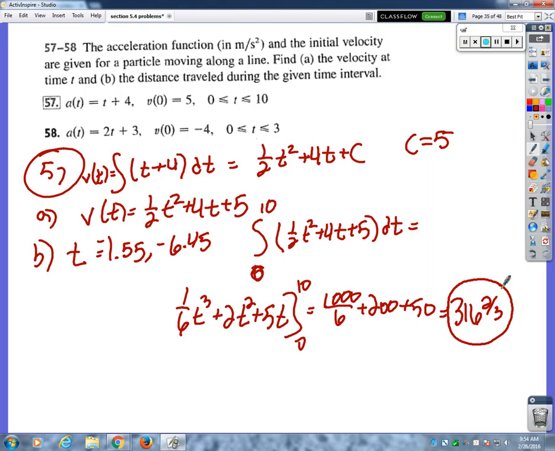What's 1,000 divided by 6? Oh, 166. I didn't hear the 160. Sorry. Wow. So it's 416 and 2/3. Yep, final answer.